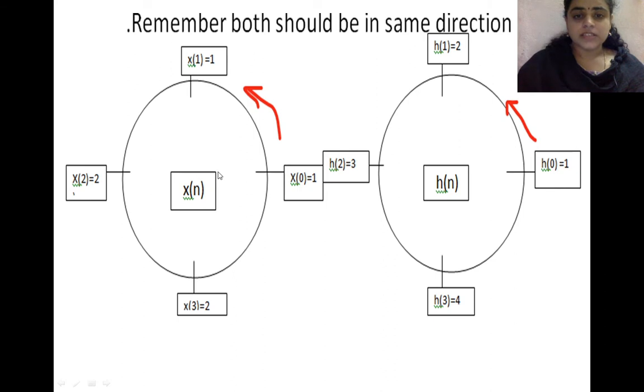In the same way h of n also has to be represented. H of n, h of 0, h of 1, h of 2, h of 3. Like this, take a circle and make 4 equal parts for h of n, h of 0, 1, 2, 3. Like this you have to represent both x of n and h of n, okay.